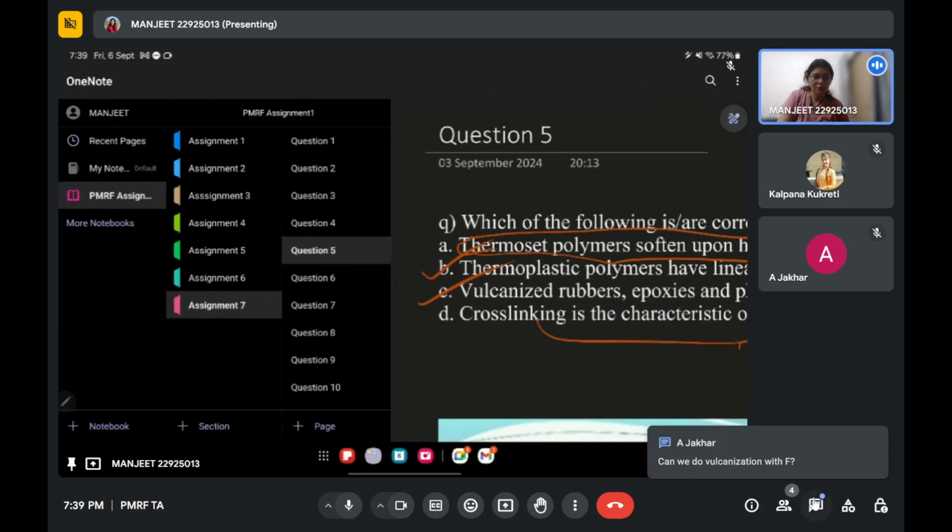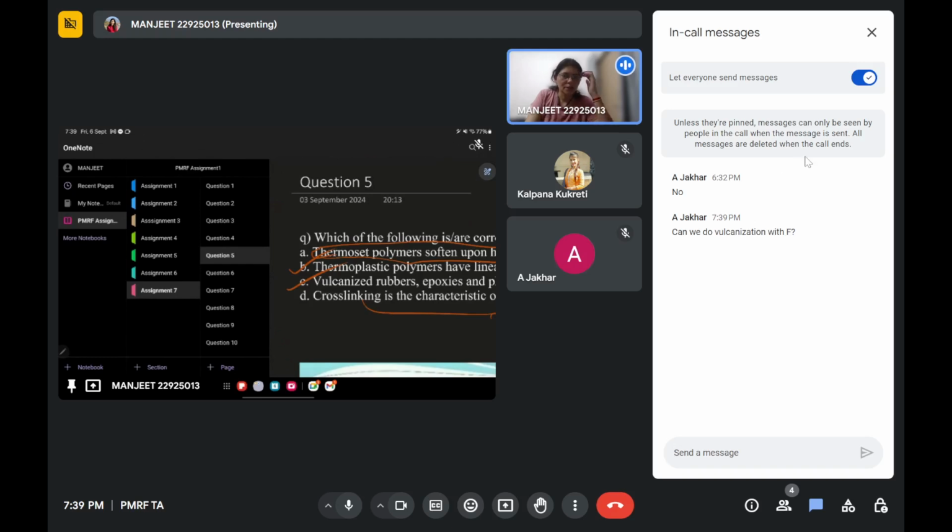Okay, there is one question. Isaac has asked, can we do vulcanization with fluorine? No, vulcanization is the process in which we do cross-linking with sulfur atoms, so we can't do it with fluorine. This is how natural rubber is converted to an elastomer, or ebonite, the hard rubber. So vulcanization is done with sulfur.